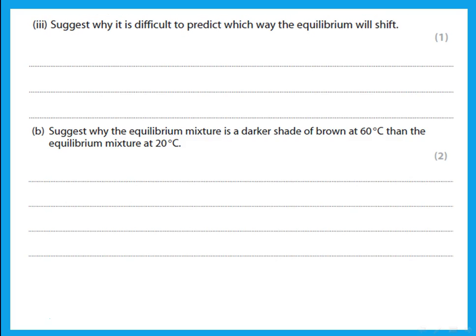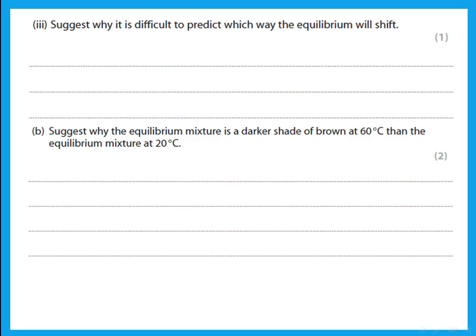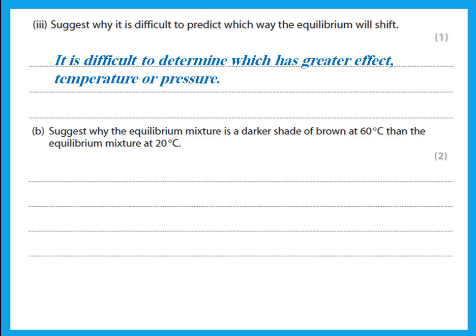Now, suggest why it's difficult to predict which way the equilibrium will shift. Remember that he said he's raising both. He's increasing temperature and he's increasing pressure. Well, we said if he increases temperature, it should go backward or to the left. If he increases pressure, it should go to the right. So overall, will the reaction go to the left or the right? Well, it's difficult to determine because we don't know which one has greater effect, the temperature or the pressure.